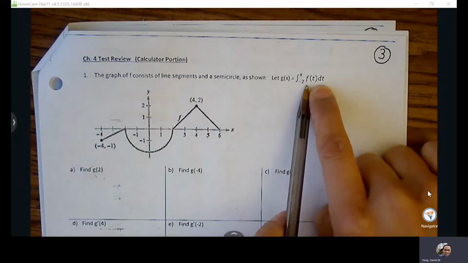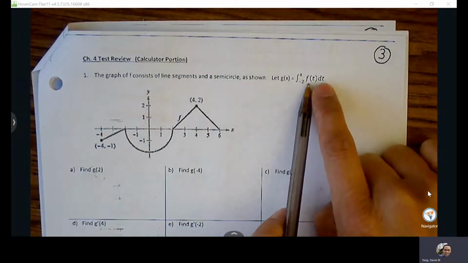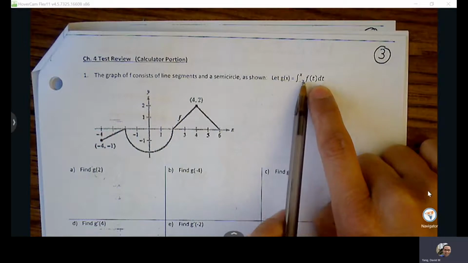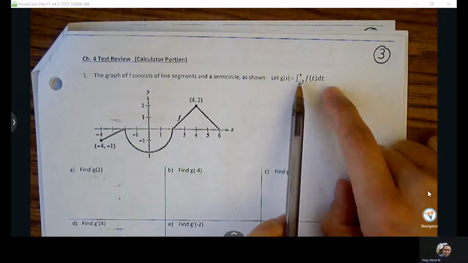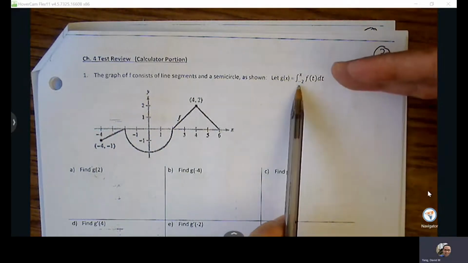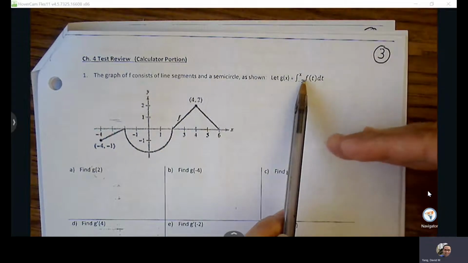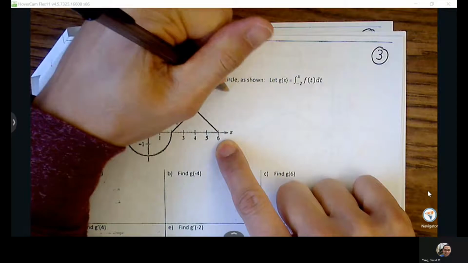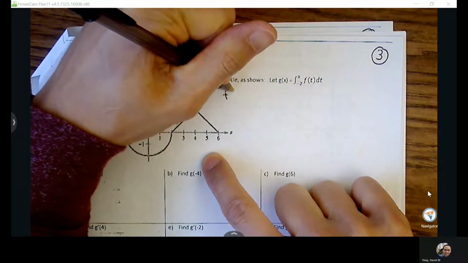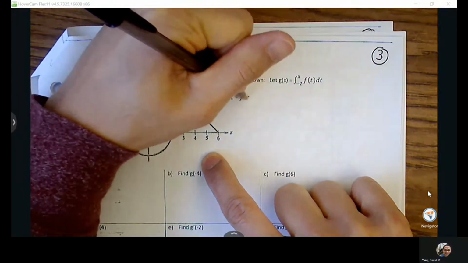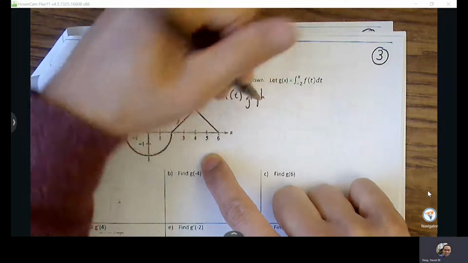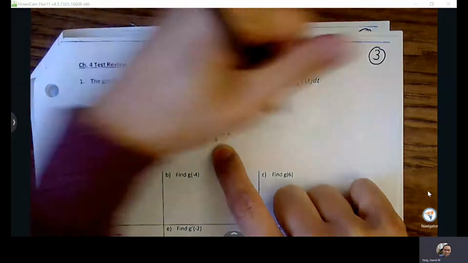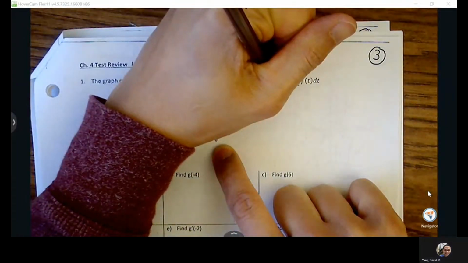Okay, this f is sitting at the derivative level of g, right? Because it takes an integral for f to rise up to the same level as g. So that means f must be sitting at a g prime level. Okay, so we're looking at the f graph, but we also know this f graph is the g prime graph.